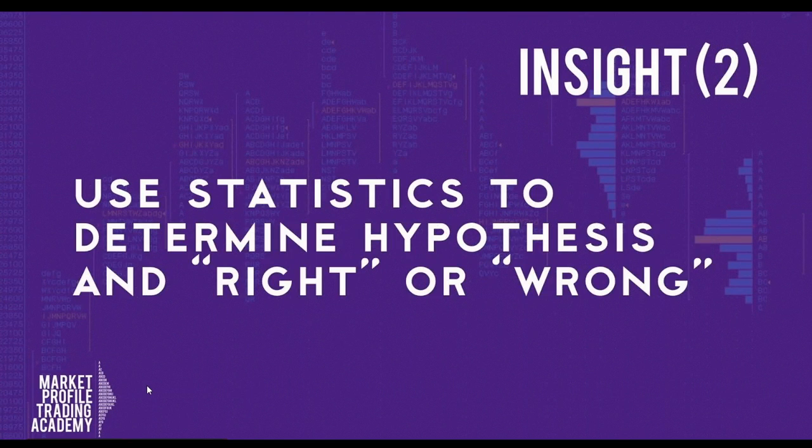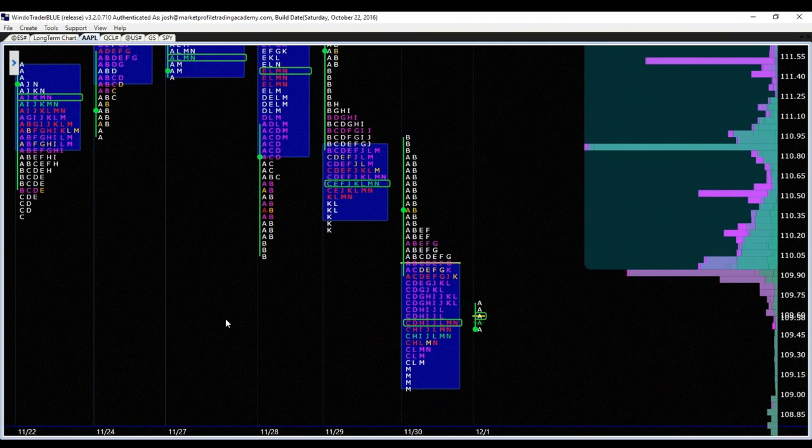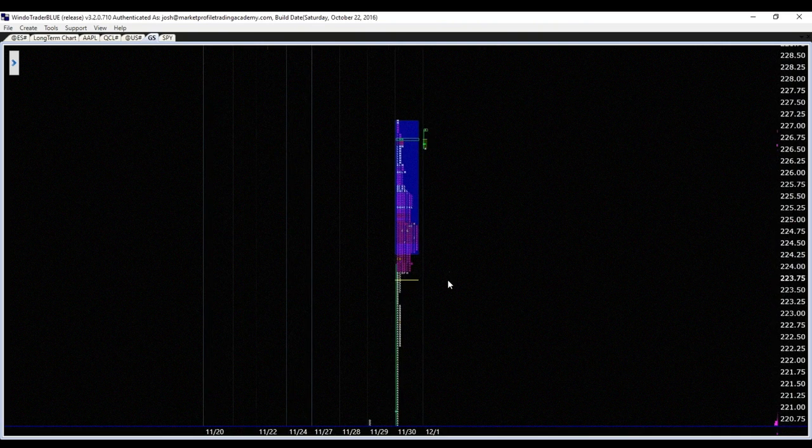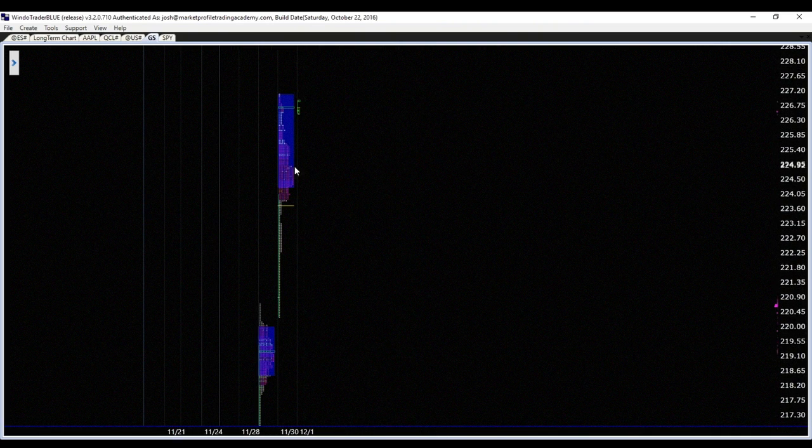Another way that we can use it in trading stocks is using statistics to determine my hypothesis and whether I'm right or wrong. So, for example, let's look at GS here. GS, massive move today.